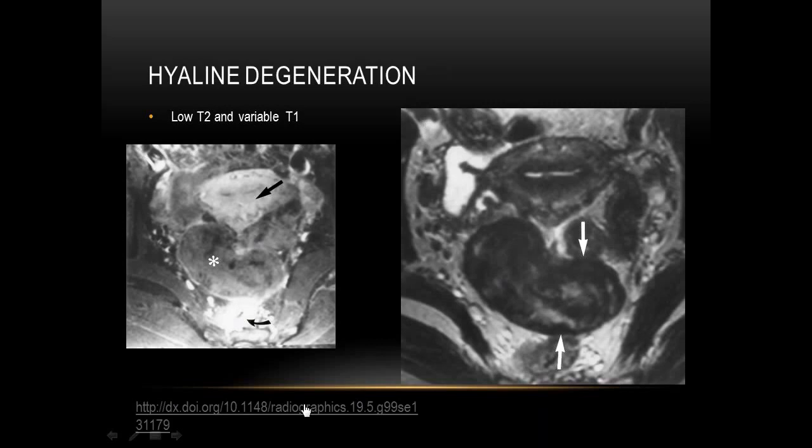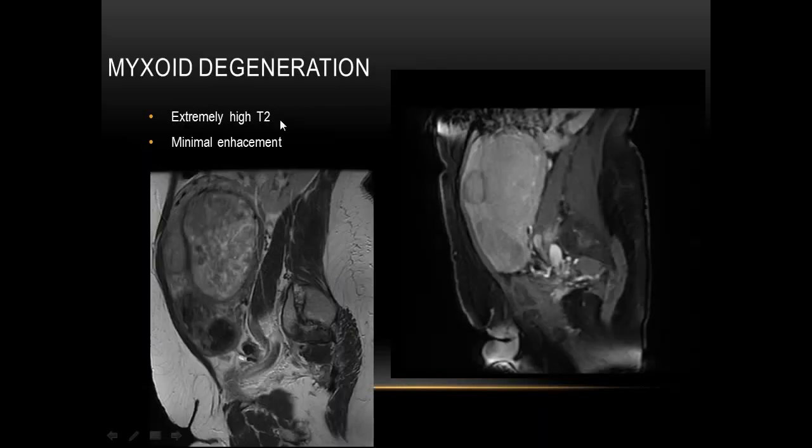This is an example I found online. I couldn't find any path proven within my saved studies. This is an example of a myxoid degeneration. It's extremely high relative to the other leiomyomas on T2, and it has minimal enhancement.